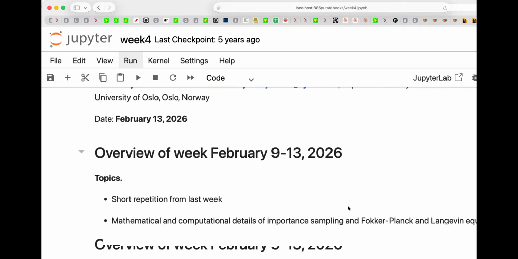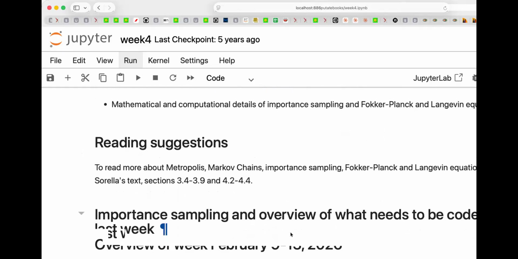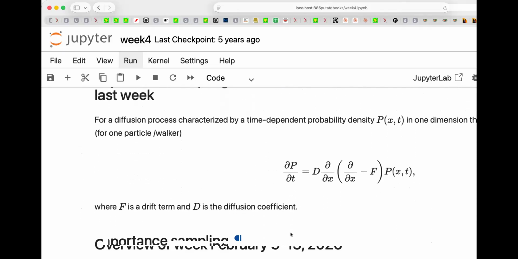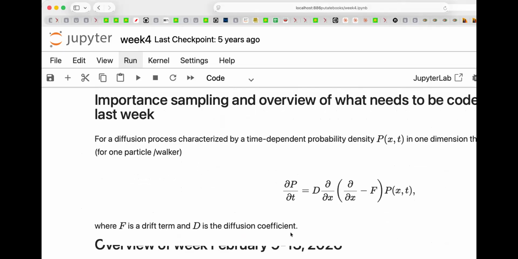So we are going to spend some time today on the mathematical and computational details. And just to give you a quick review of what we did last week. This was a kind of top-down view. And I like to do this normally because then we can discuss in more detail the things which you need to implement numerically.